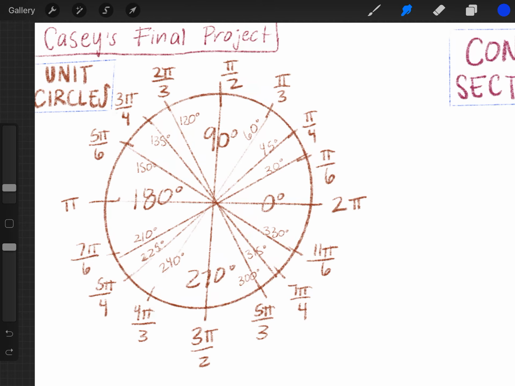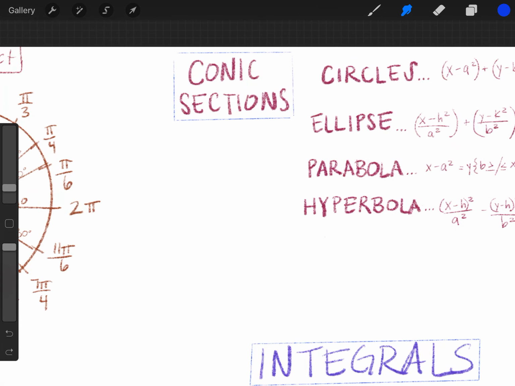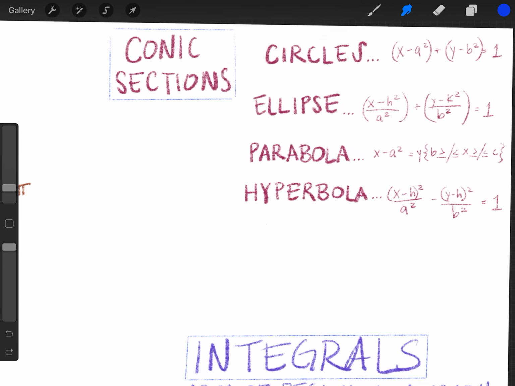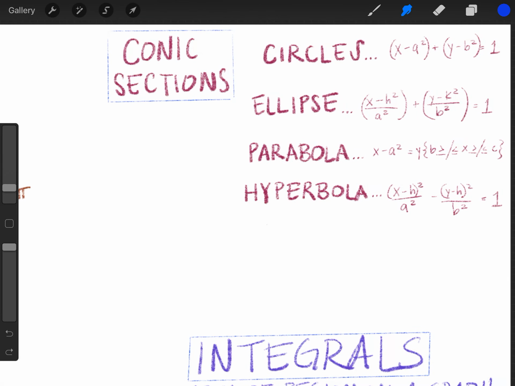And then next up, we have the conic sections. In this, there are many shapes and lines to be made, but they all derive from these four equations for the circle, ellipse, parabola, and hyperbola.